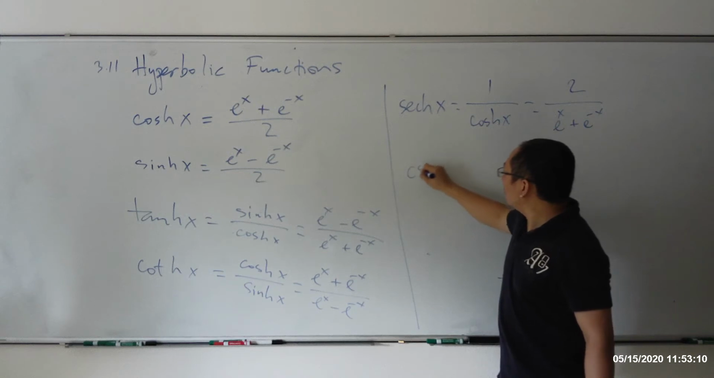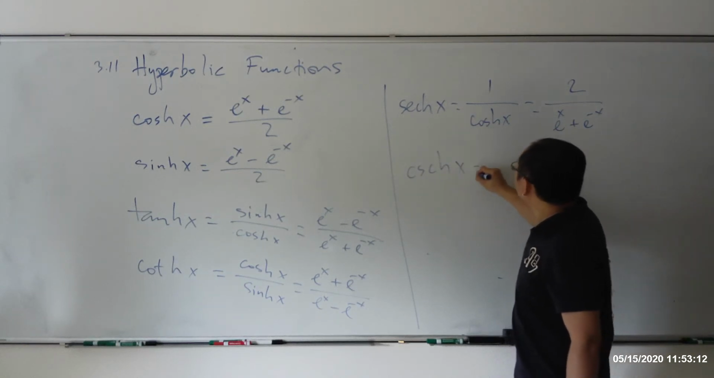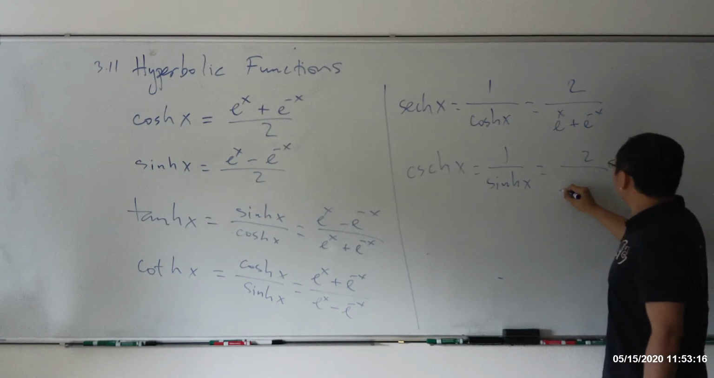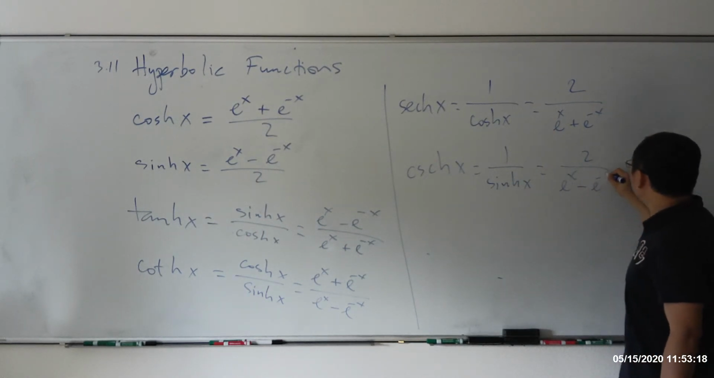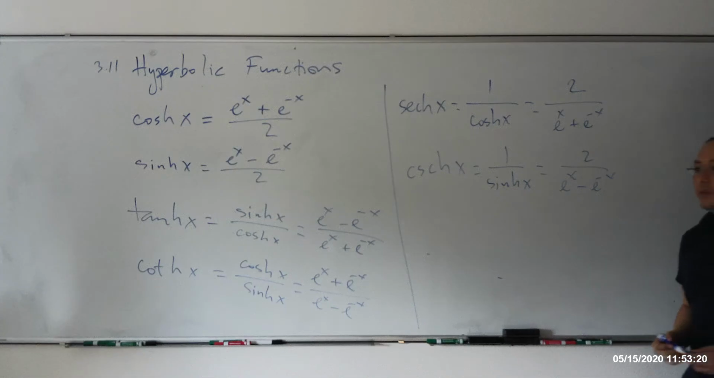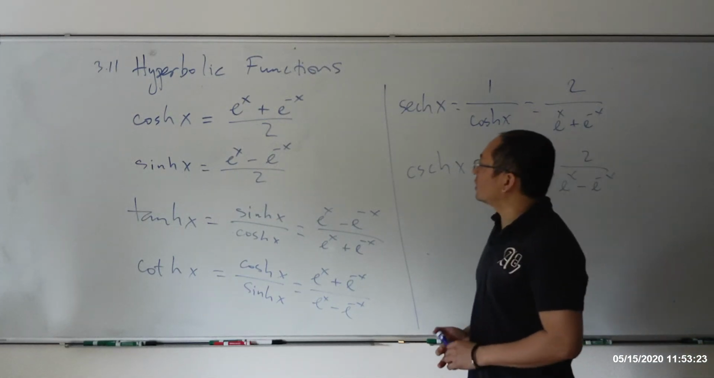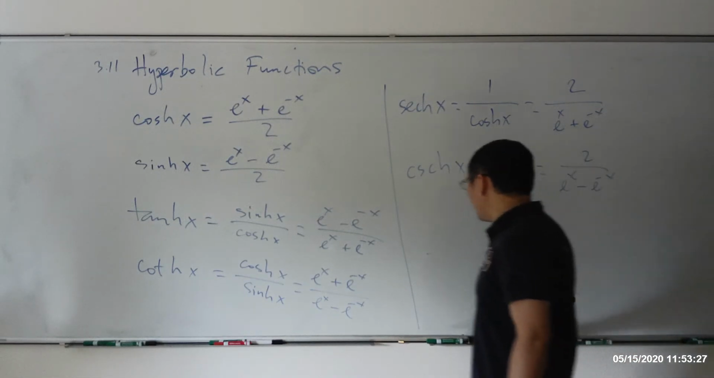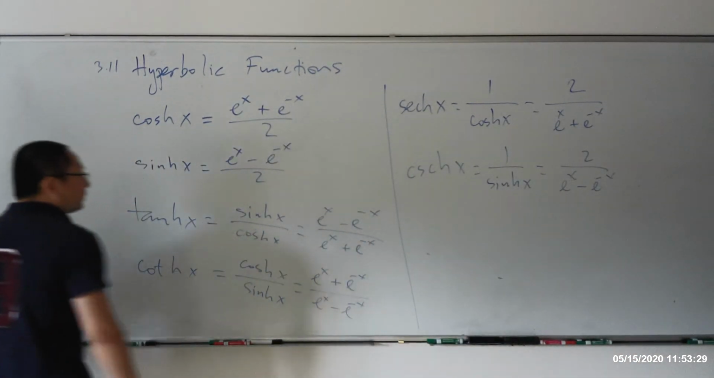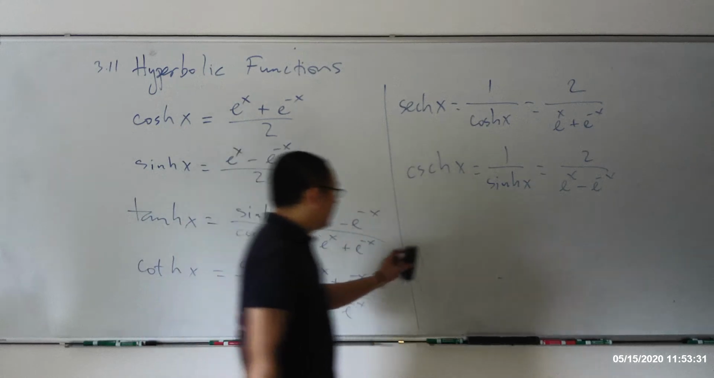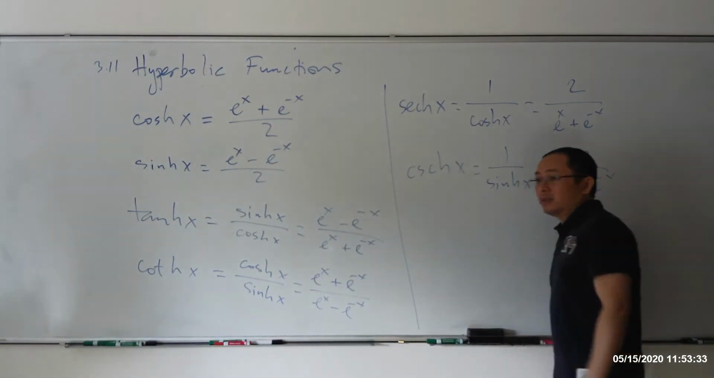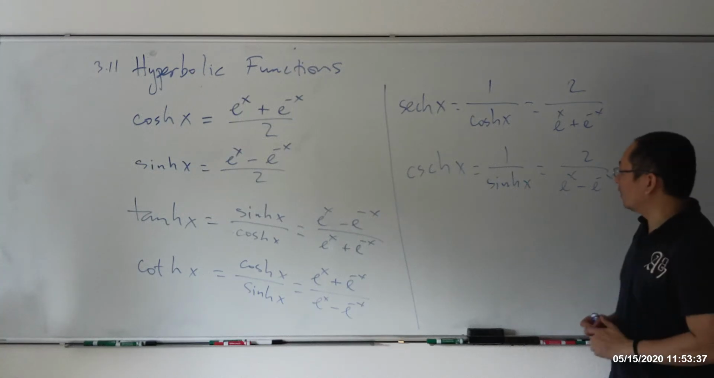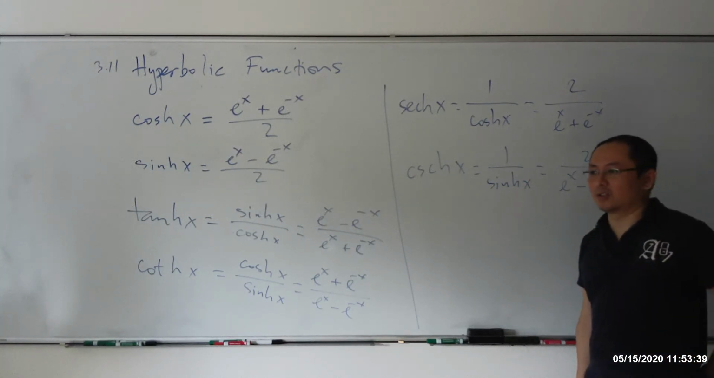And the last one, cosecant hyperbolic of course, is 1 over sine, 2 over e to the x minus e to the negative x. Those are the definitions of the hyperbolic trig functions. Okay. Now we come up with some trig identities, and you are going to relate them back to our regular trig identity using the circle. This one has its own advantage.